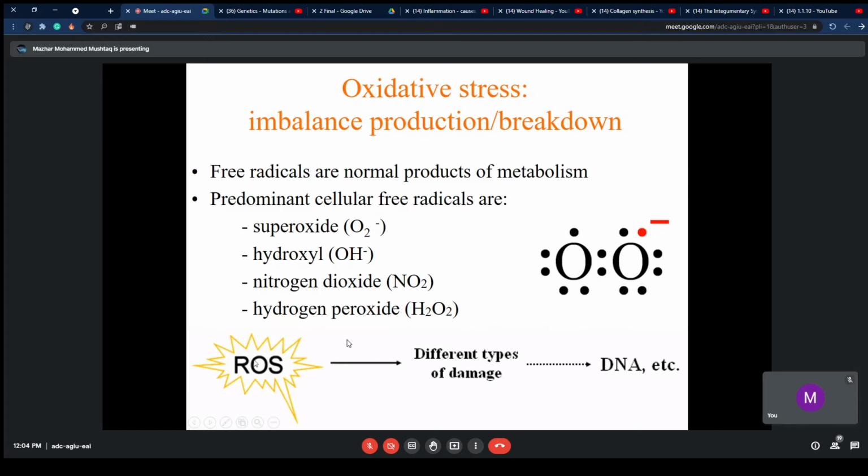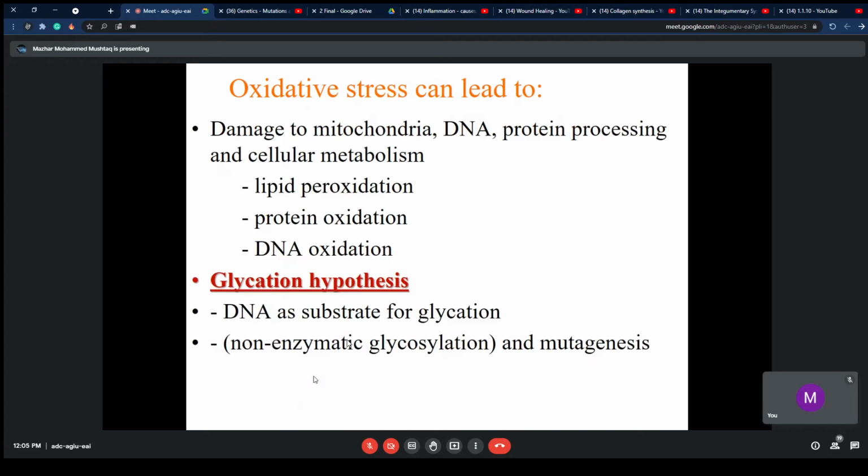So ROS is not a good thing. So they should be detoxified. There should be a proper balance in the production and in the breakdown of the ROS, which is there in our body. But if that system has gone down because of the aging, you will go towards the aging very fast, or you will end up with some serious diseases if there is a continuous production of ROS. So this oxidative stress, yes.